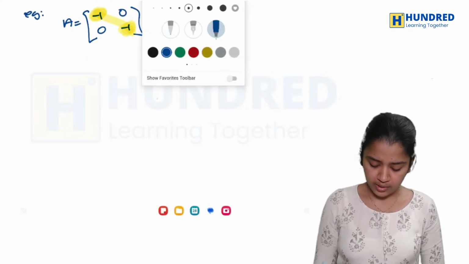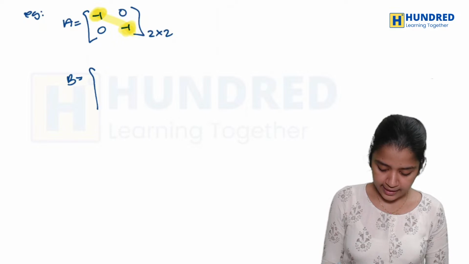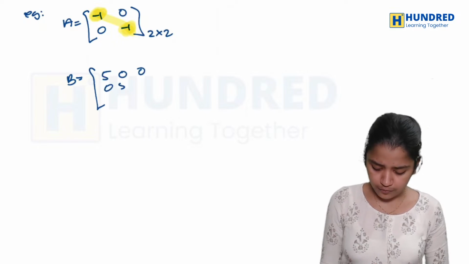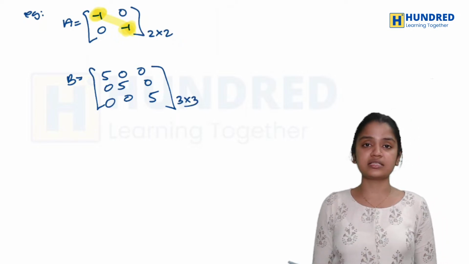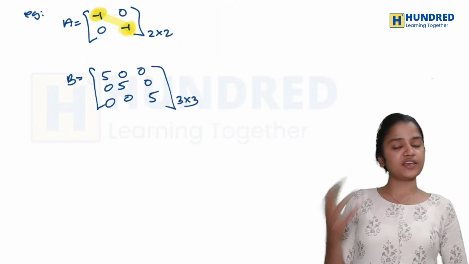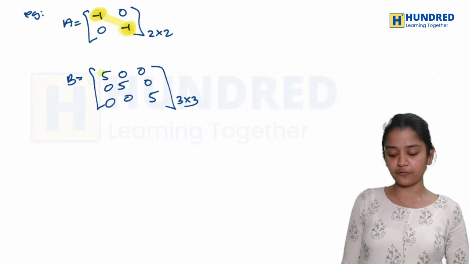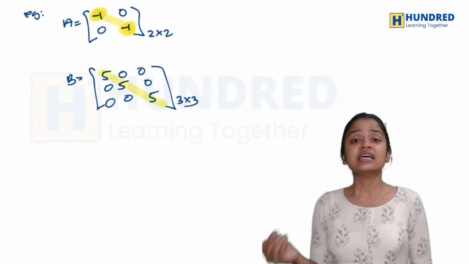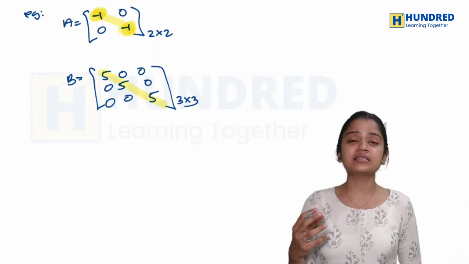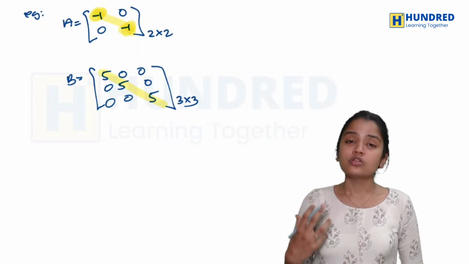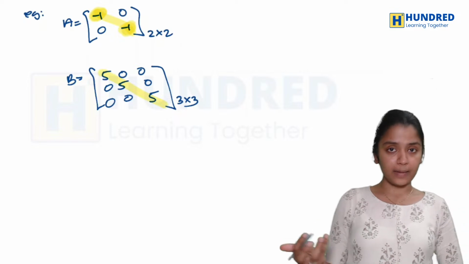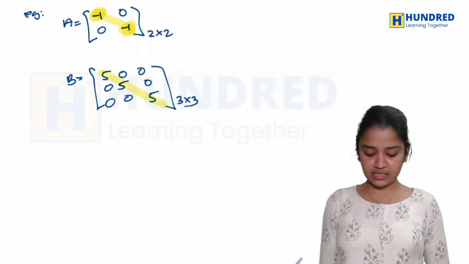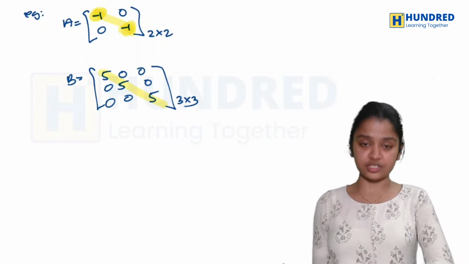Now what about the other one? B, if I take, it will be 5 0 0, 0 5 0, 0 0 5. So here it is 3 cross 3. Again, the diagonal elements are only filled, so it is a diagonal matrix. Since the diagonal elements are the same, it is a scalar matrix. So these are the scalar matrices generally.